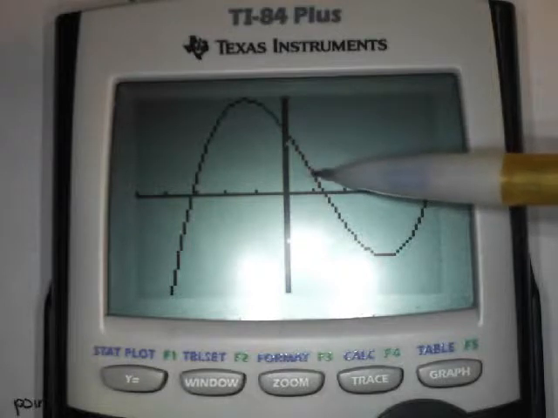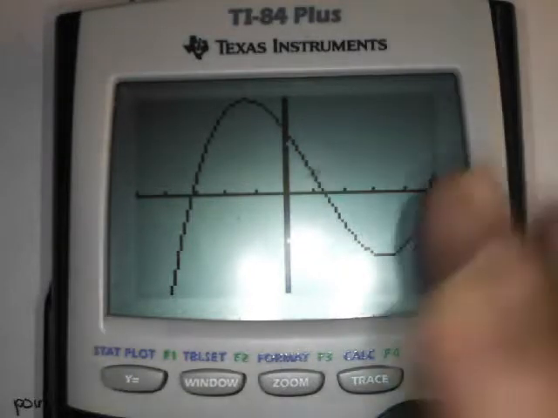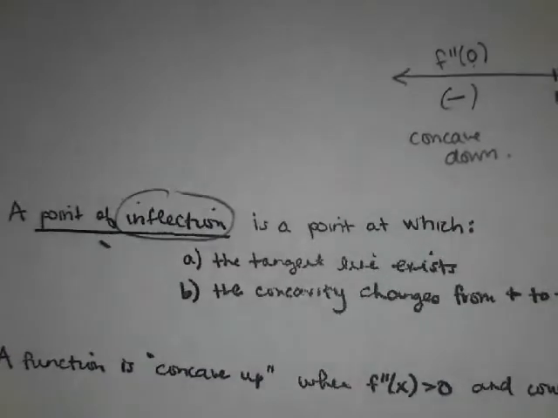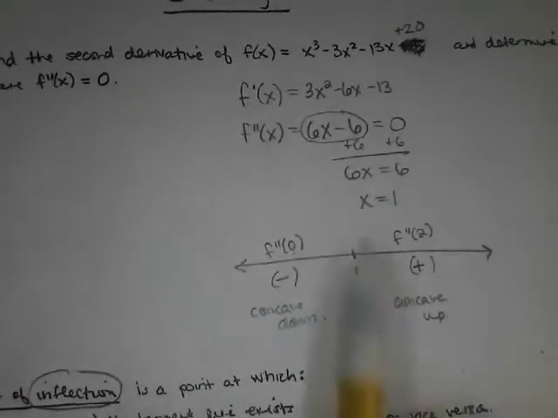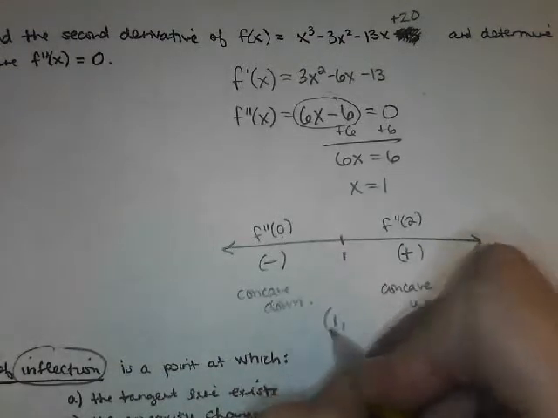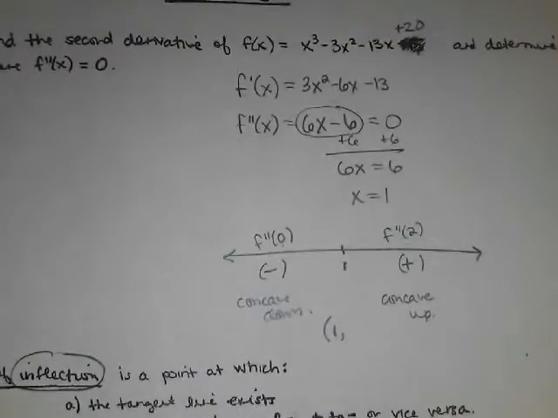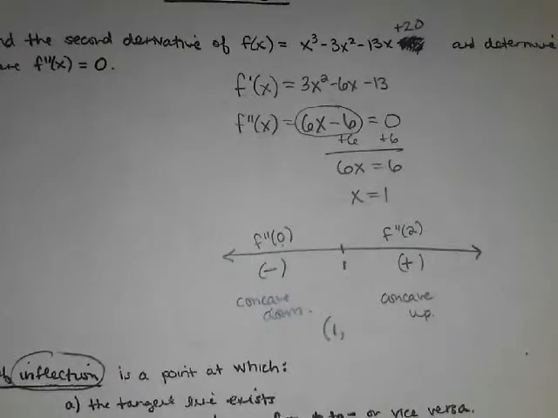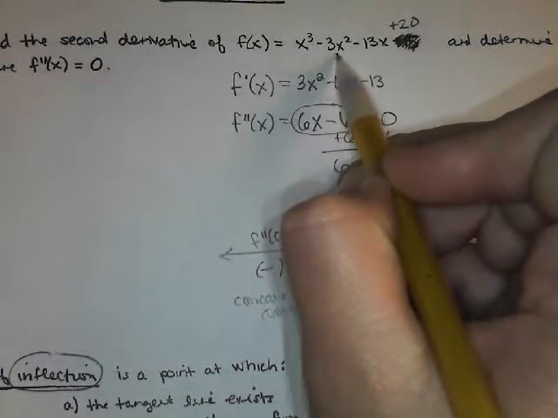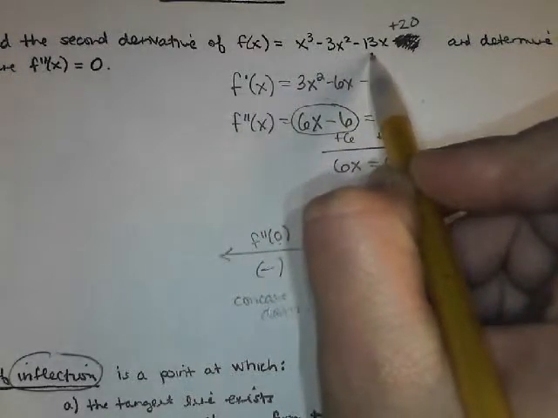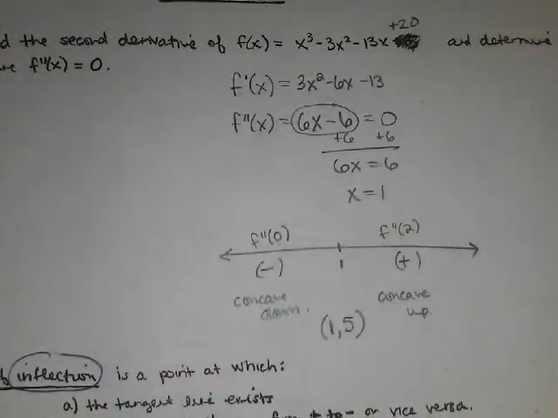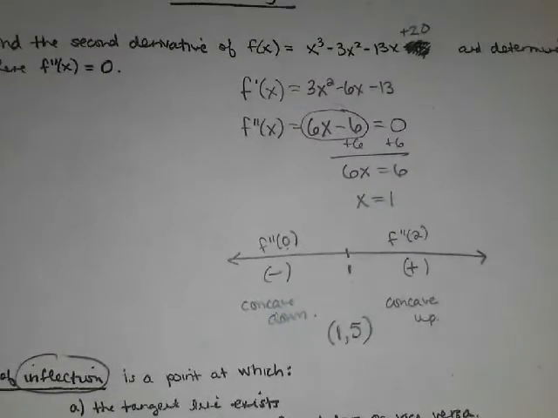When concavity shifts, it's really called a point of inflection. Okay? So we have a point of inflection at 1, something. How do you figure out the y-coordinate that pairs with the 1? Plug it into the original. So 1 cubed is 1, minus 3 is negative 2, minus 13 is negative 15, plus 20 is 5. At a point of inflection, the second derivative equals 0.